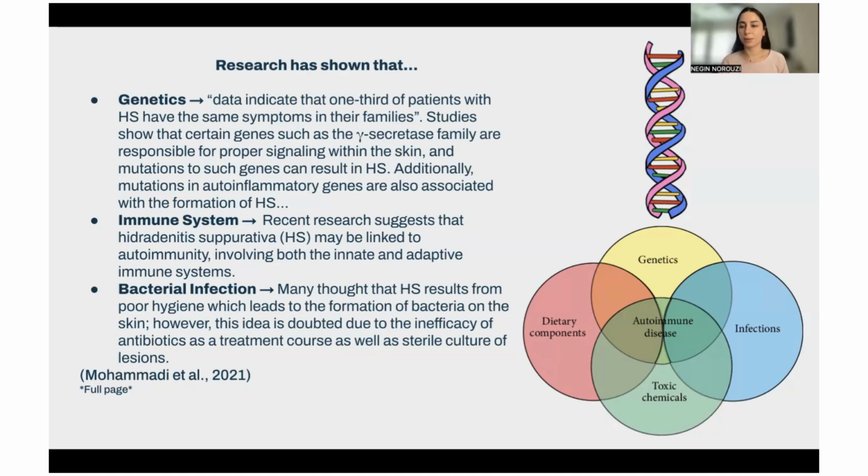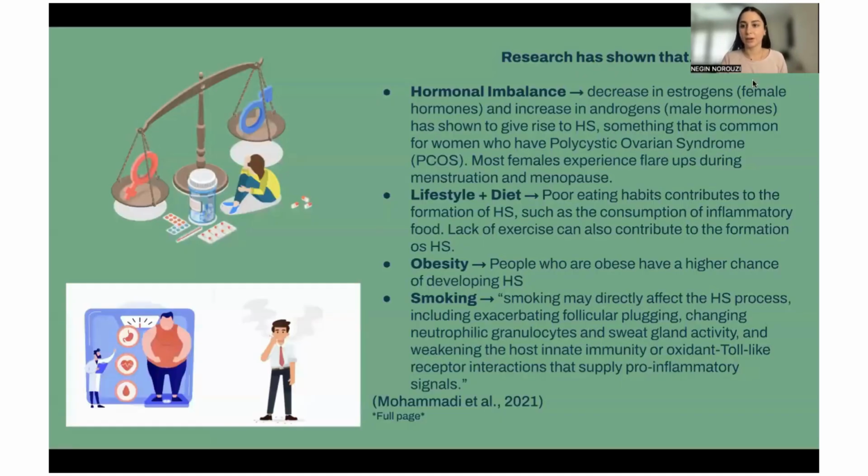Before any studies were done, people thought that this resulted from poor hygiene. This disease can look like a skin infection, and sometimes it is a skin infection. However, recent studies have debunked that poor hygiene is leading to HS. So that is not the idea. Another couple of reasons why HS may occur is hormonal imbalances, which could trigger inflammation in the body and result in HS. Obesity, smoking, and poor lifestyle habits have also been shown to cause HS.